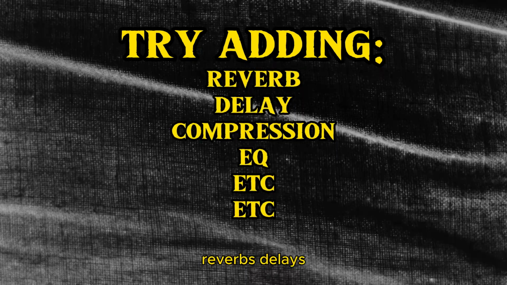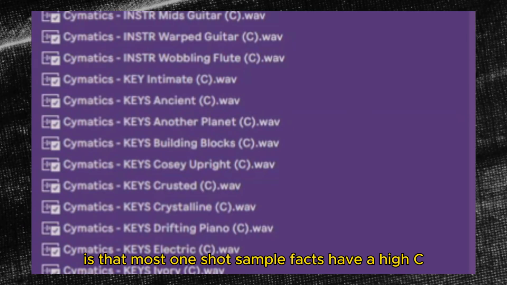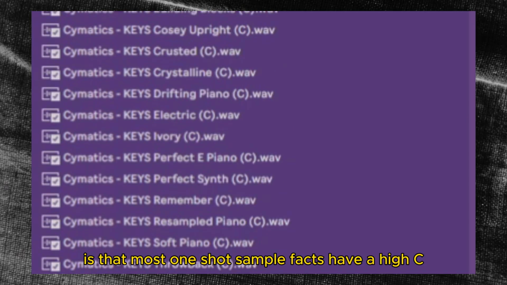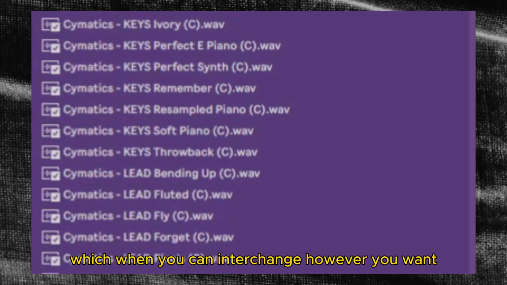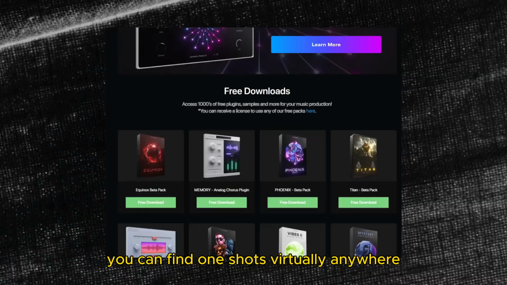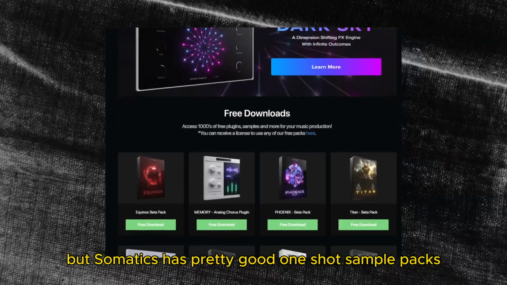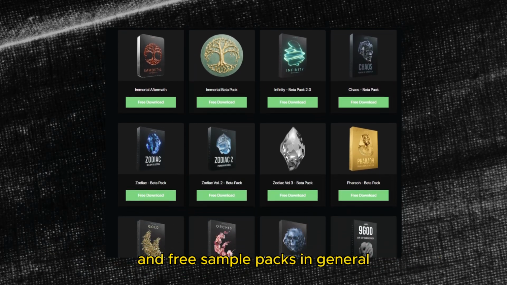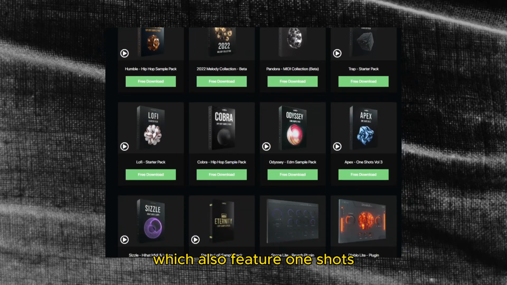To counter this, try adding effects, reverbs, delays just to thicken up the texture. What counters this also is that most one-shot sample packs have a high C and a low C sample, which you can interchange however you want depending on what octave you're in. And finally, before getting into the instrumental, you can find one-shots virtually anywhere, but Cymatics has pretty good one-shot sample packs and free sample packs in general which also feature one-shots. Let's get back to the topic at hand.